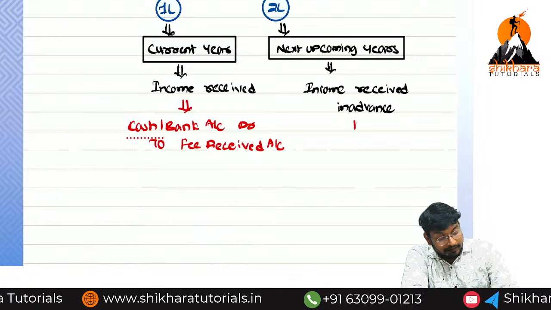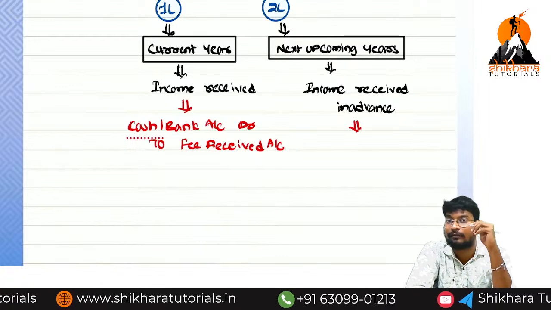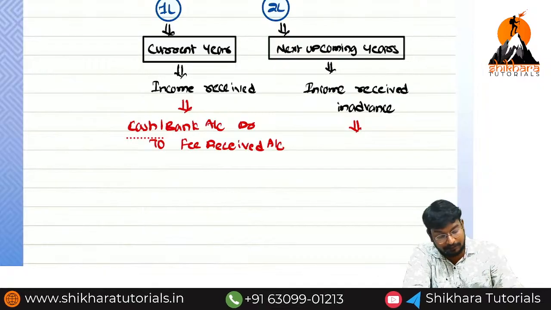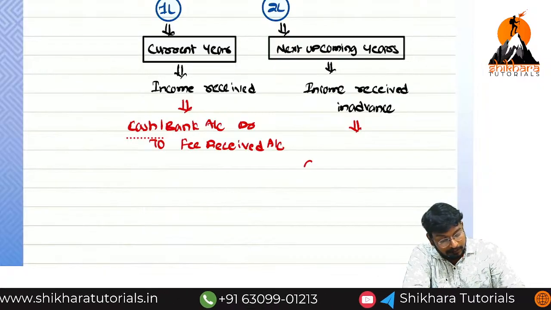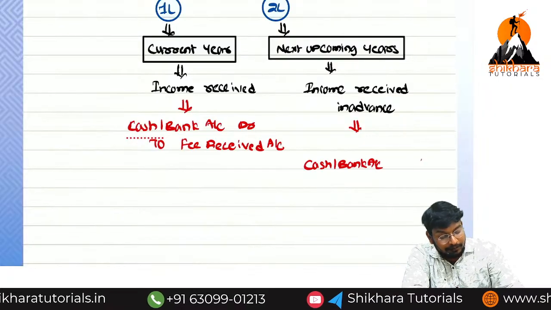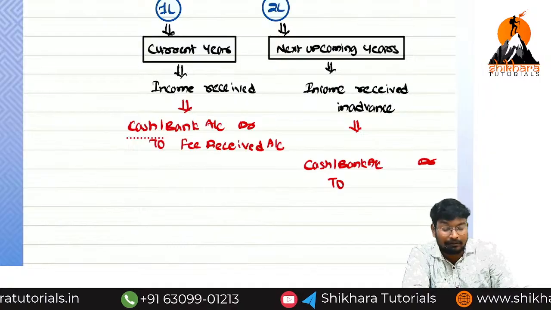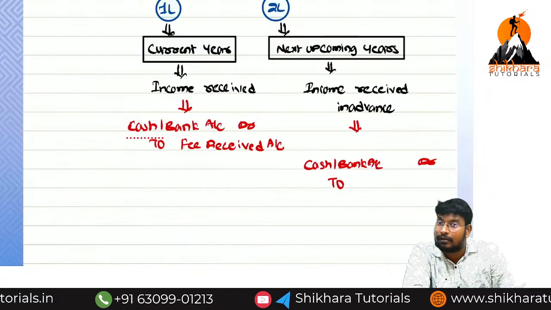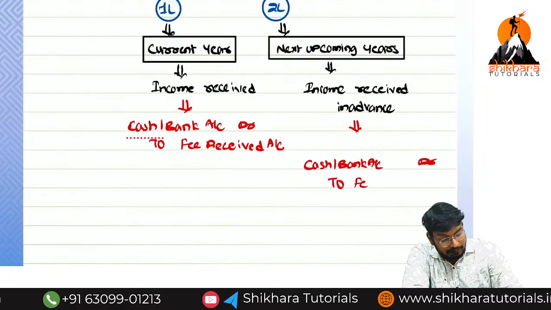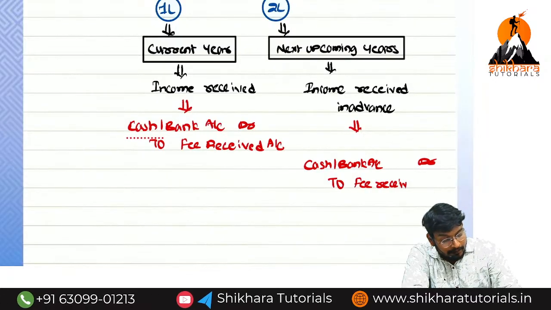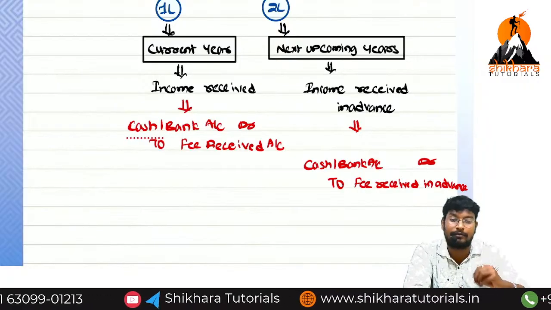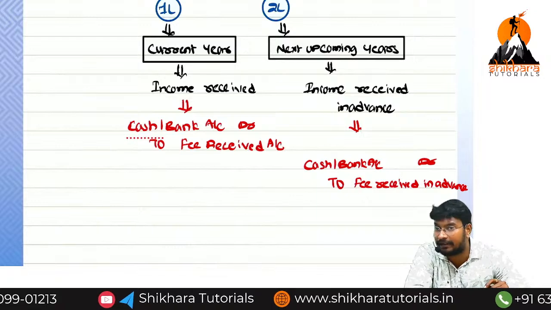What is the entry for the income received in advance? Have we received it or not? We have received. That means in the debit, what do we need to put? Cash or bank account debited to fee received or fee received in advance? Received in advance. So fee received in advance account. This is the entry. Are you getting it?